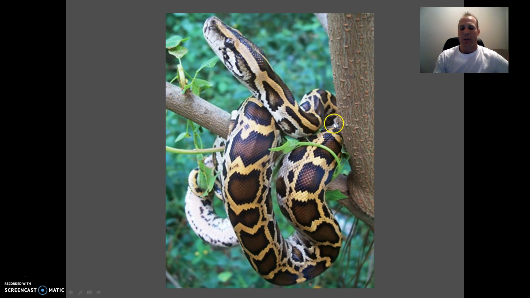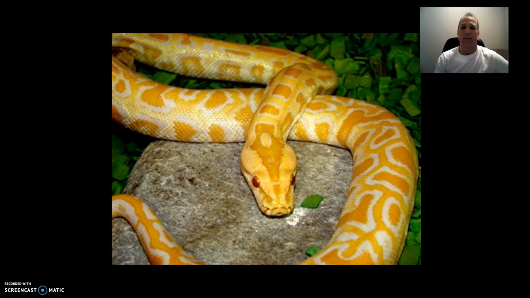Most of them do. We call this trait, which happens to be dominant, the wild type, because whether a trait is dominant or recessive doesn't always mean it's going to be the one that shows up most commonly in nature. This dominant trait happens to also be the one that shows up in the wild, which is why we call it the wild type. This is the recessive version here.